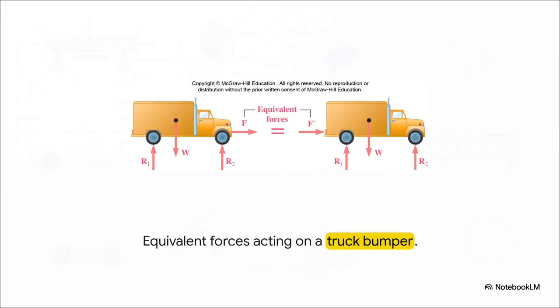To put that into a practical, real-world perspective, pulling a truck from its front bumper with a specific amount of force has the exact same mechanical effect on its forward motion as pushing it from the rear bumper with that identical force along the same horizontal line. The truck doesn't know the difference. Mathematically, it is exactly the same thing.